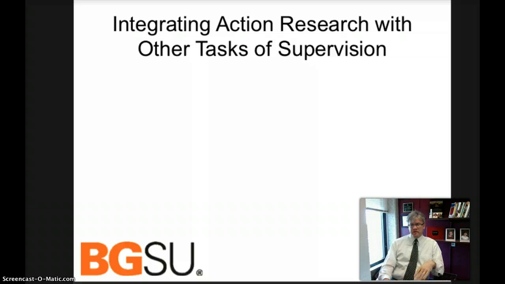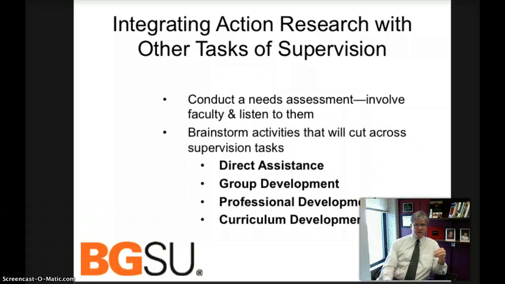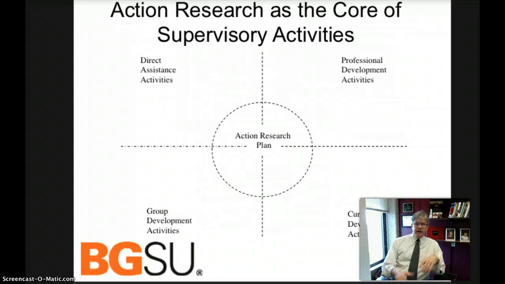So integrating action research with our other tasks. Conduct a needs assessment. Involve them, brainstorm with them, and think about the ways in which the other areas of supervision that we've talked about, right? So this direct assistance, this group development, professional development, curriculum development, they're all right there. And so here you can see a diagram where action research can play in.